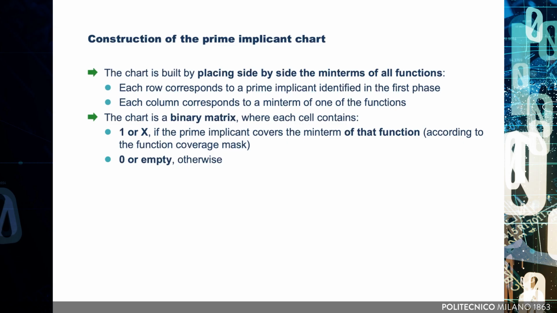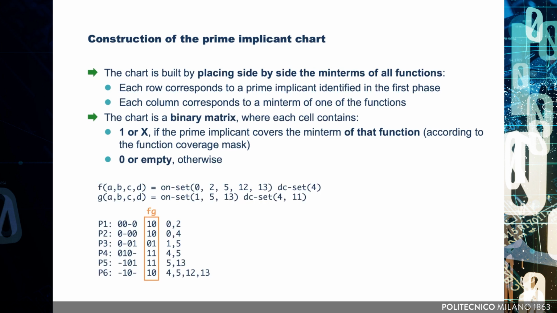Let us now move on to the construction of the prime implicant chart. This table is built by aligning the minterms of all functions side by side as columns, with a vertical line separating the columns of one function from those of the next. We will fill the table using x's, just as we did in the single function case, but now we must take into account the function coverage mask associated with each implicant. In particular, for each implicant, we place an x only under the minterms of the functions corresponding to the positions of ones in its mask.